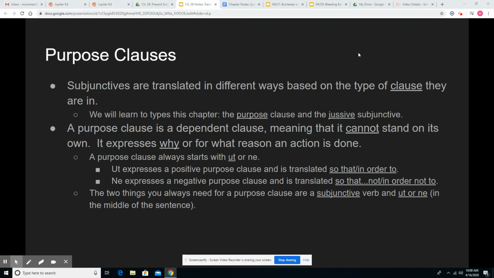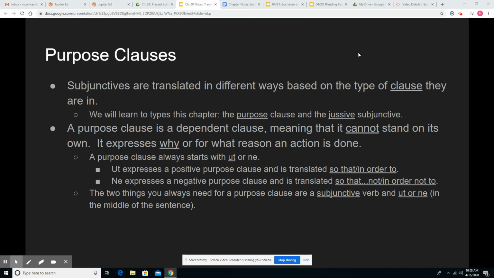So there are two different things that we're going to look for with our purpose clauses. A purpose clause always starts with ut or ne. You might recognize these words from your vocab. They are in your vocab with their translations. So ut expresses a positive purpose clause, something that they are wanting to happen, and is translated so that or in order to.